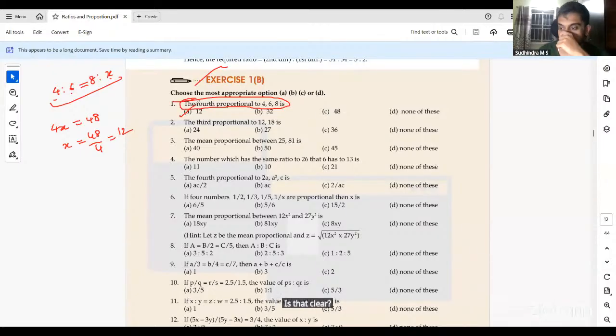Is that clear? Yes, sir. Maybe my calculation got wrong, I think. Got it, got it. Be careful in the calculations. If that is the case, can we come to question number 5? Yes, sir. Solve question number 5.